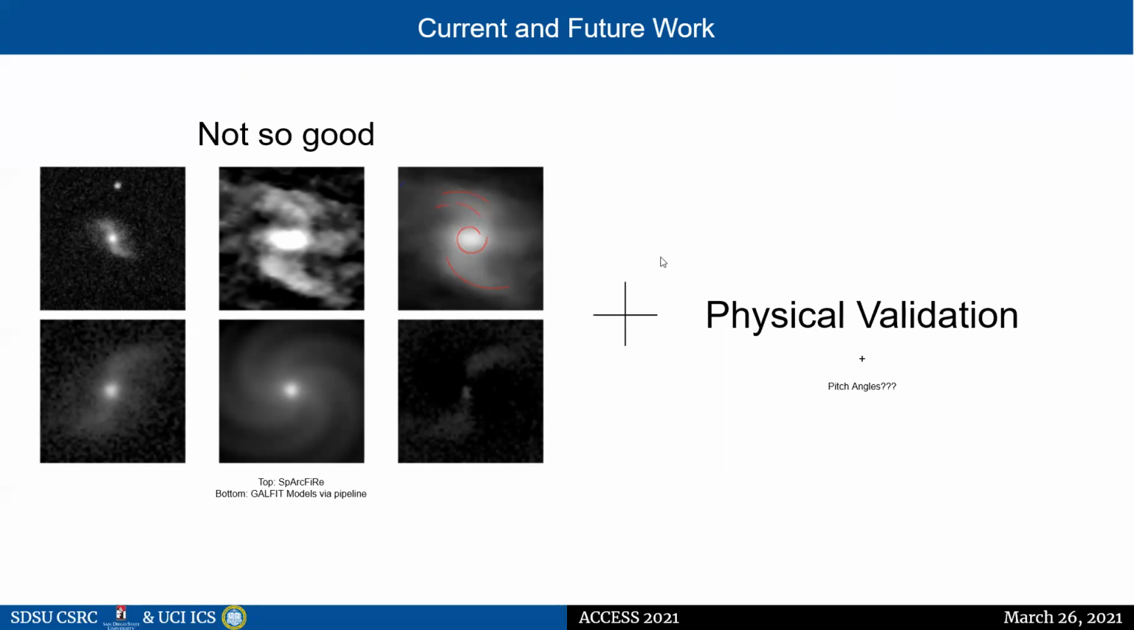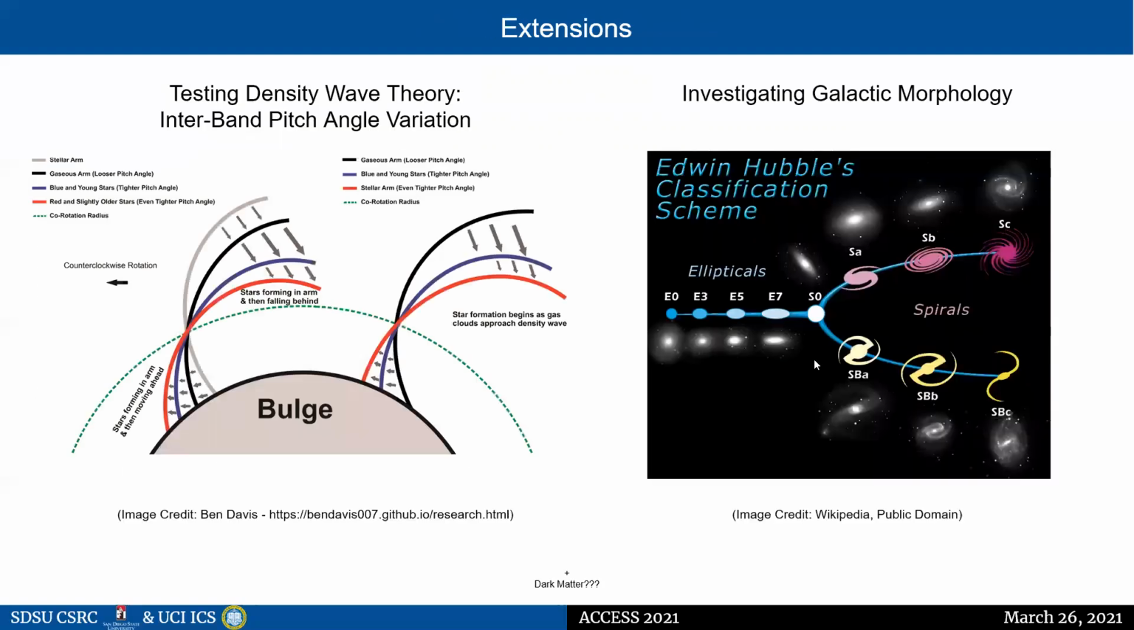We're currently developing a validation scheme using physical parameters to constrain the solution space. One such parameter is called the pitch angle, which basically describes how much the arms wind in the galaxy, or how tightly wound they are. Pitch angle is of key importance to the study of spiral galaxies, and methods of determining it directly from GalFit are currently being investigated.